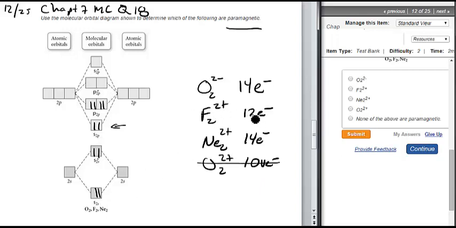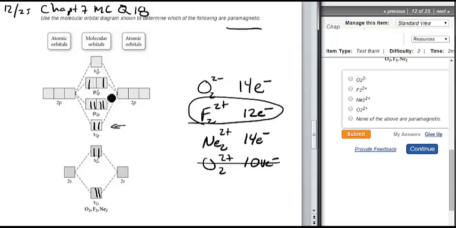Now we go next to F2. We add 2 more electrons. 10 electrons is already on the diagram. We add 2 more, and those have to go in the 2 separate orbitals because Hund's rule says they have to spread out. The electrons don't want to be near each other. And there's our paramagnetic, unpaired electrons right there at 12.